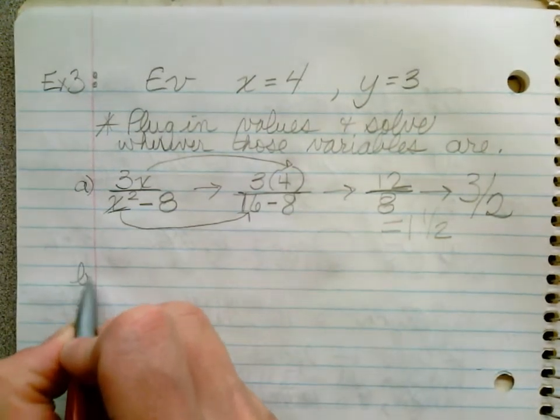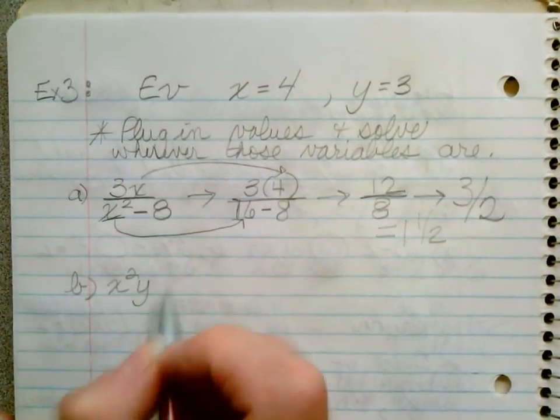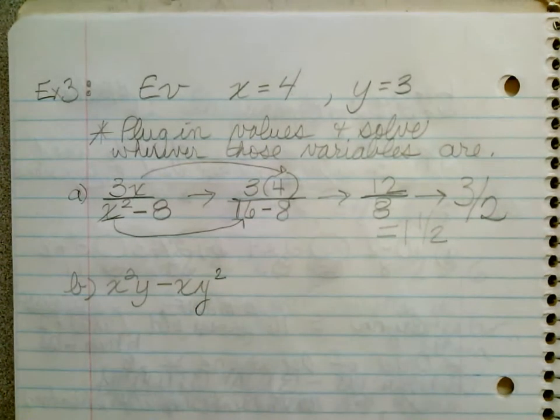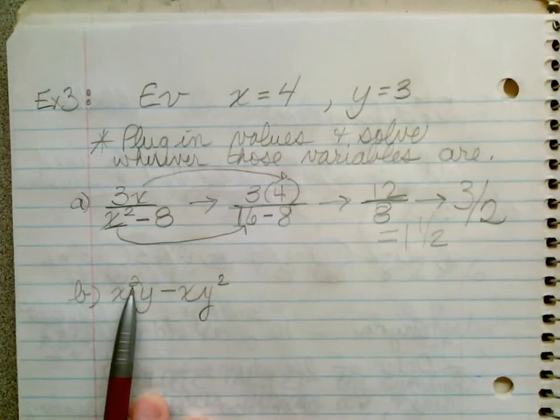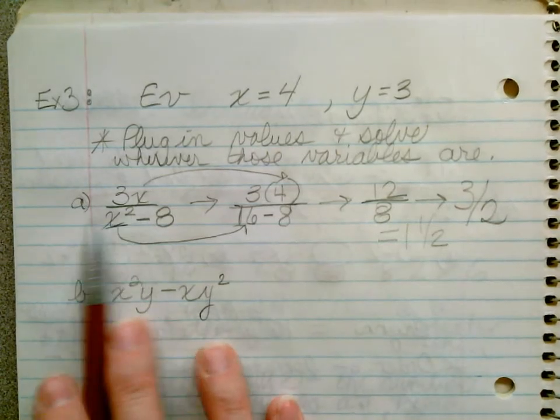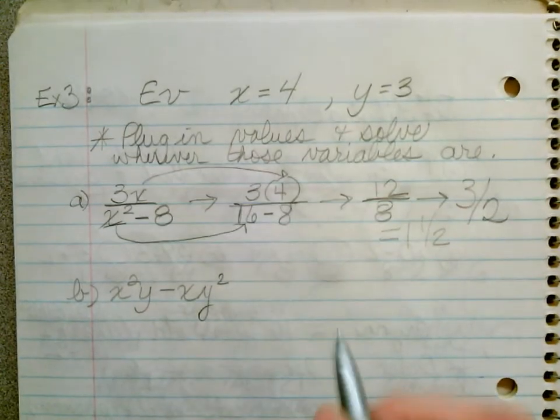B is a little bit more tricky, but we're going to still use the same fundamentals. X squared times y minus x y squared. And this is where I find people making mistakes. When there's no numeric coefficients and all you have is variables, it's really easy to trip up. So first let's find x squared, because after symbols of exclusion, your exponents come next anyway. So x squared, let's square that x real quick. So that's 16, right?